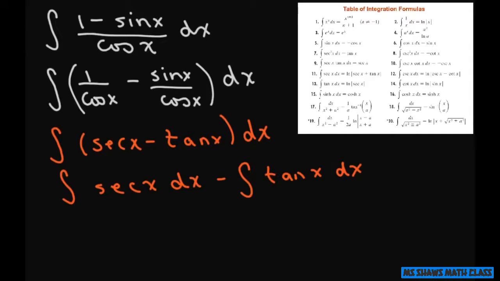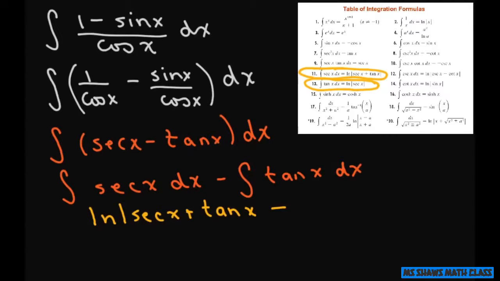So now let's evaluate, and we have secant of x dx here. So that's going to be ln absolute value of secant x plus tan x, minus, now let's look at tan of x. That one is right there. So tan x dx equals ln of the absolute value of secant x. So I'm going to write it again, and then we'd put plus c here.